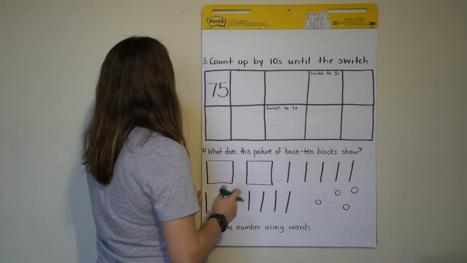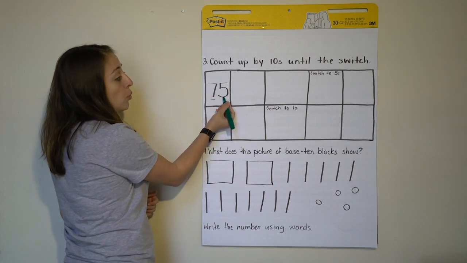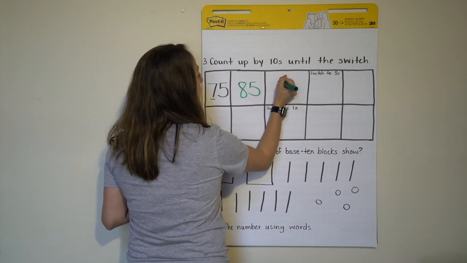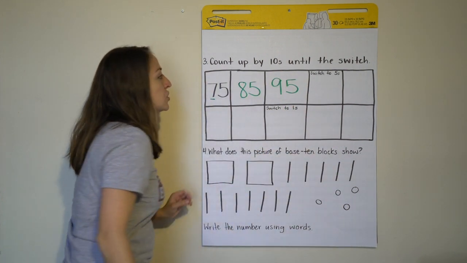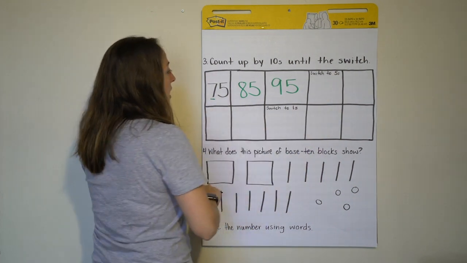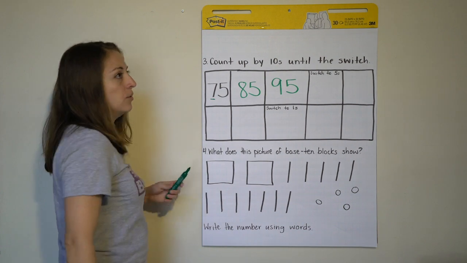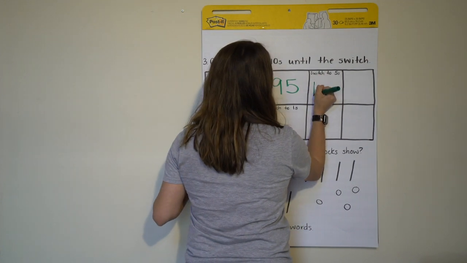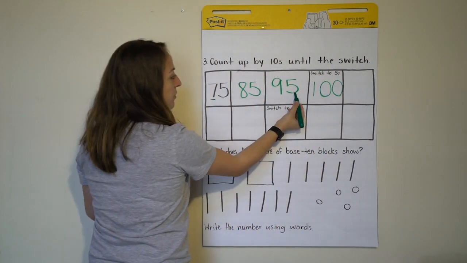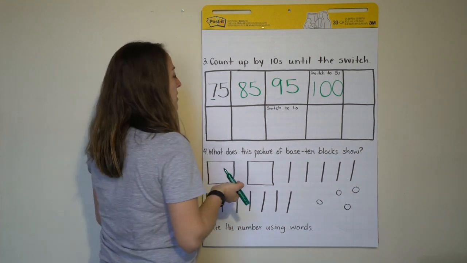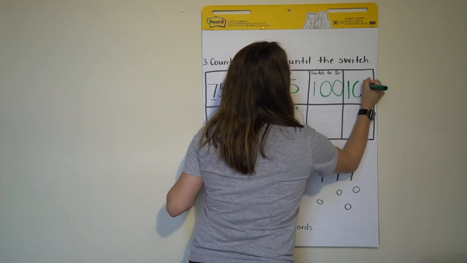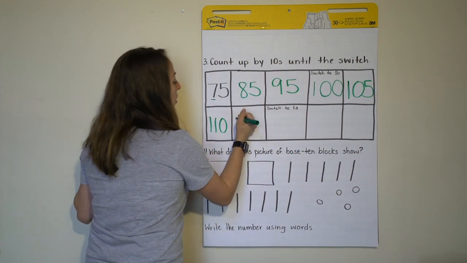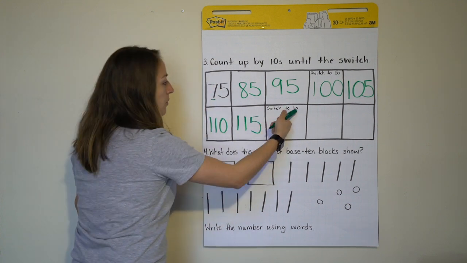All right, we're counting by tens. That means the tens place is changing, the ones place is staying the same. 75, 85, 95. Now we're switching and we're counting by 5s. Add 5 to 95 and you get what? 95, 100. Remember that pattern, 5, 0, 5, 0, 5, 0 in the ones place. So 105, 110, 115.